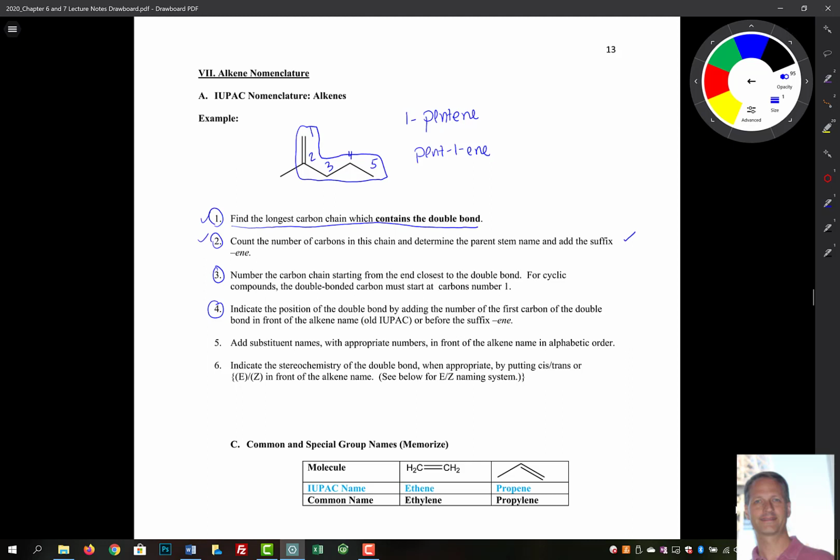Next, we add substituent names. So I think we all know pretty easily that that's a methyl. So then putting that all together, this is simply a 2-methyl, and we could call it a pent-1-ene. Or we could call it a 2-methyl-1-pentene.